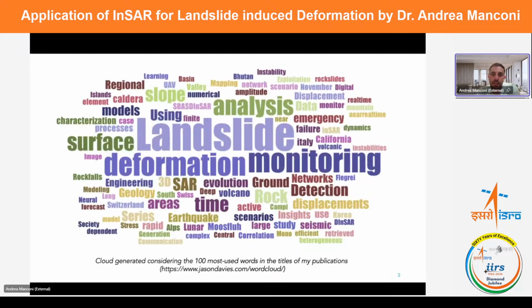Just about my research activity, I wanted to give an overview of what is my main expertise. I work mostly on landslide deformation monitoring, as you can see from this slide. And I've also worked in the past on other applications, especially related to earthquakes and volcanoes. But currently, in the last 15 years, my focus has been on landslides. And that's the reason for the lecture today. Specifically, I will focus on the use of radar interferometry for landslide deformation monitoring.